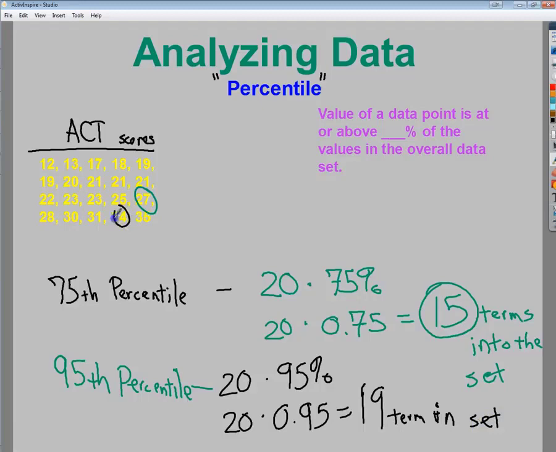So right here, in order to be in the 95th percentile of this group, I need to score a 34. So there it is. That's all percentile means. It's not overly complicated, but occasionally you'll get a question about this, and this is the way to find it.